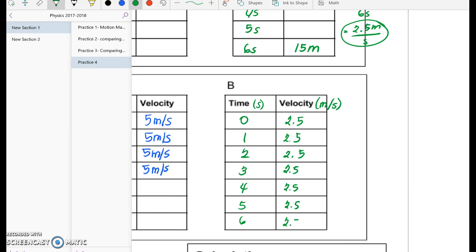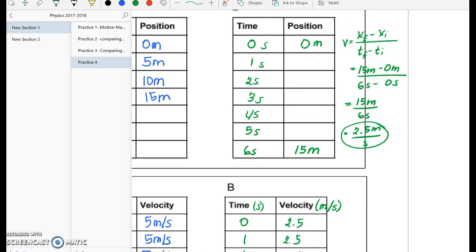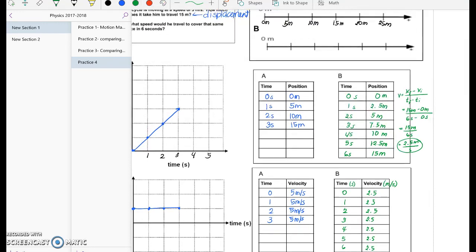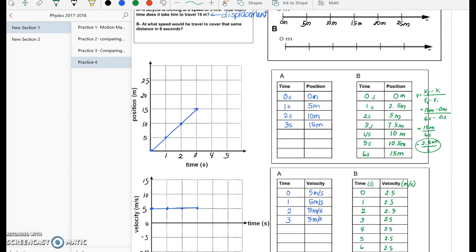So every second he's traveled 2.5 meters. So that means from 0 seconds to 1 second, he traveled 2.5 meters. And then he added another 2.5 meters, so then he would end up at 5 meters. Okay. And so this is how our table would look like for position B. So in filling out our graph, he was at 0, 0. And then at 1 second, he was at 2.5 meters.